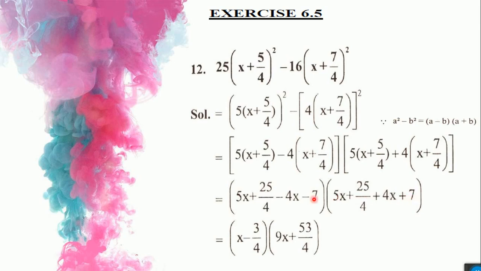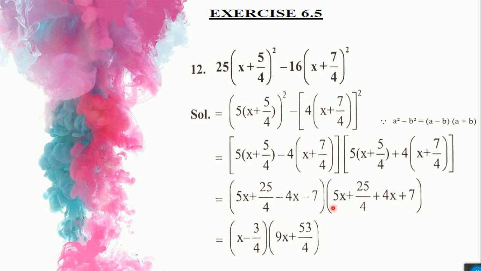Now adding the like terms, 5x and minus 4x, these are the like terms. So adding their coefficients, 5 minus 4, it is 1x, and 25/4 minus 7, these are the like terms. So adding 25/4 minus 7 by using the LCM method, you will get 3/4.